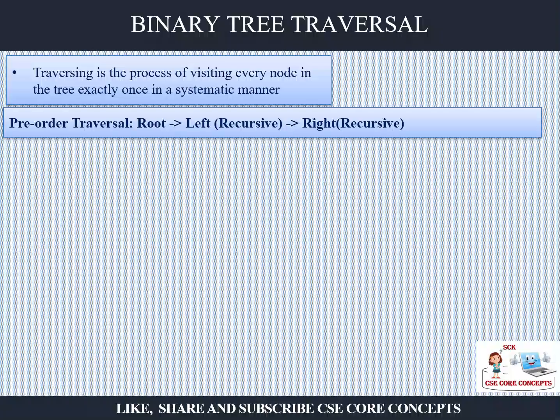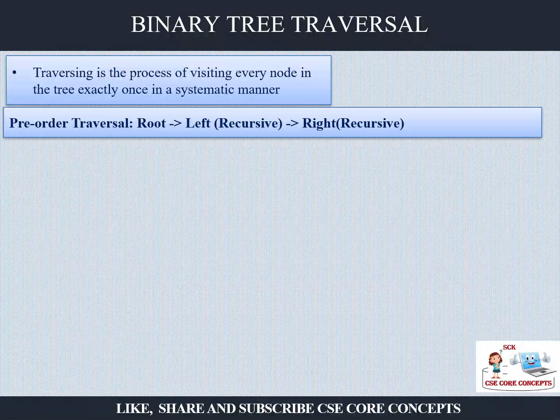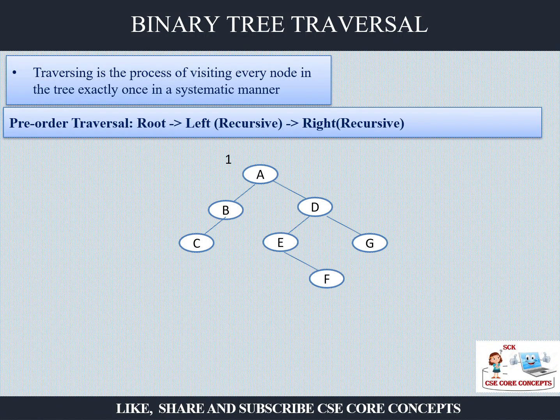Here you can see the word recursive in the case of left and right, which means that when you are traversing the left subtree from the root node, the left subtree might also have other subtrees. So you are going to traverse all the left nodes and then you will traverse the right nodes. Similarly, when you traverse the right subtree, in that again you have to follow the same traversal pattern, that is root, left and right. Hence it is a recursive function.